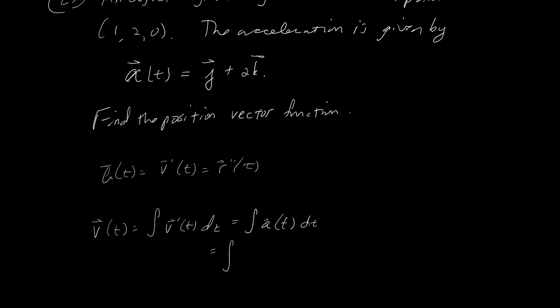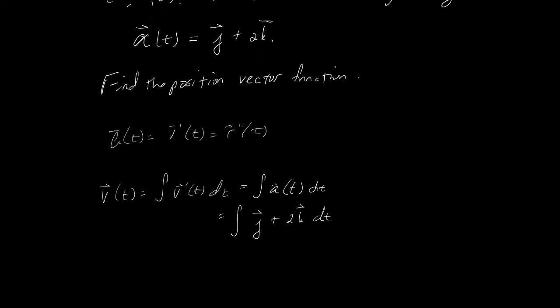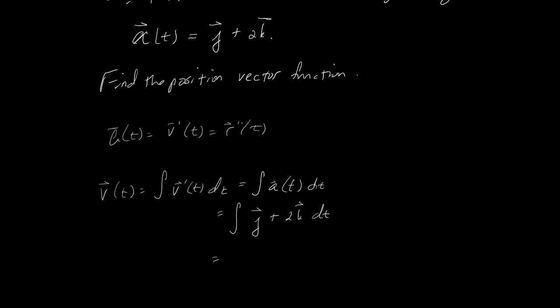So that is the integral of j plus 2k dt. Okay, so both of these are very easy to integrate. So this is going to become t in the j direction plus 2t in the k direction plus some vector c. So again, I want to remind you, when you are integrating a vector valued function, the constant we are adding is a constant vector, and we must denote it as a vector. Okay, so we need to keep going, but first we need to figure out what is c.